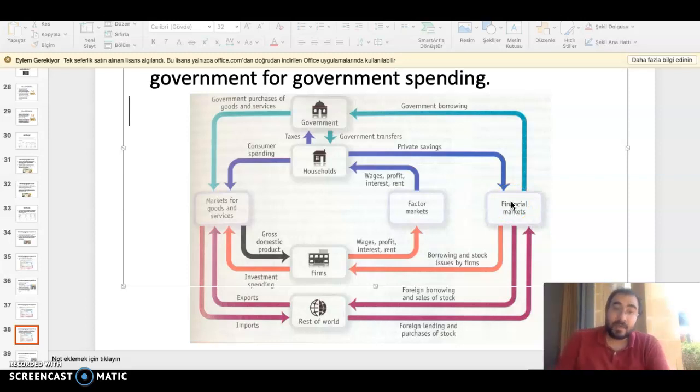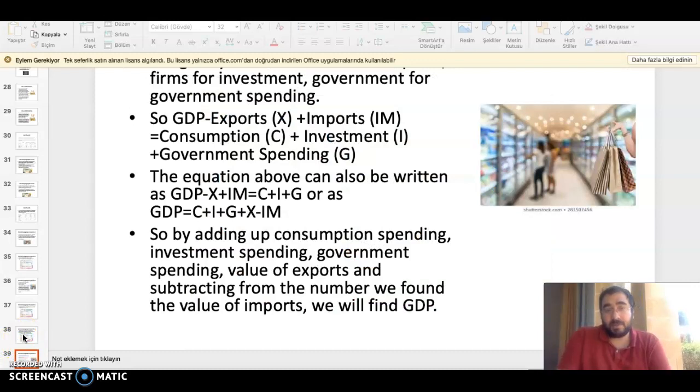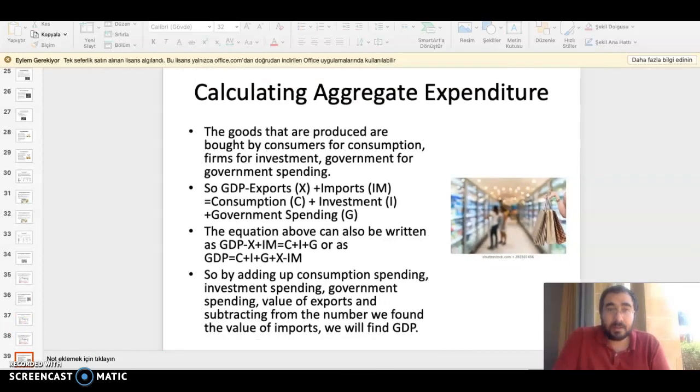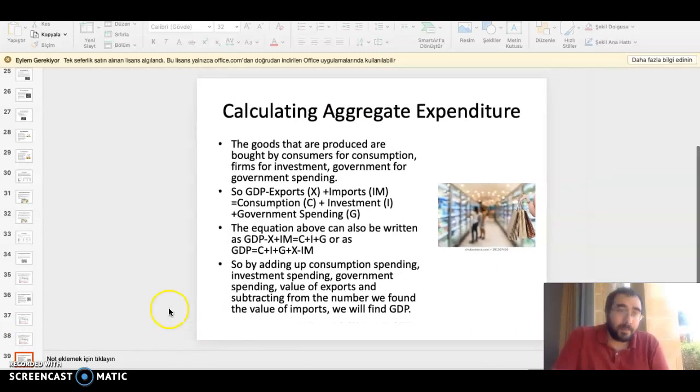That's one thing here. So anyway, so this is the aggregate expenditure method. Can I make this smaller? I think I can. Okay.